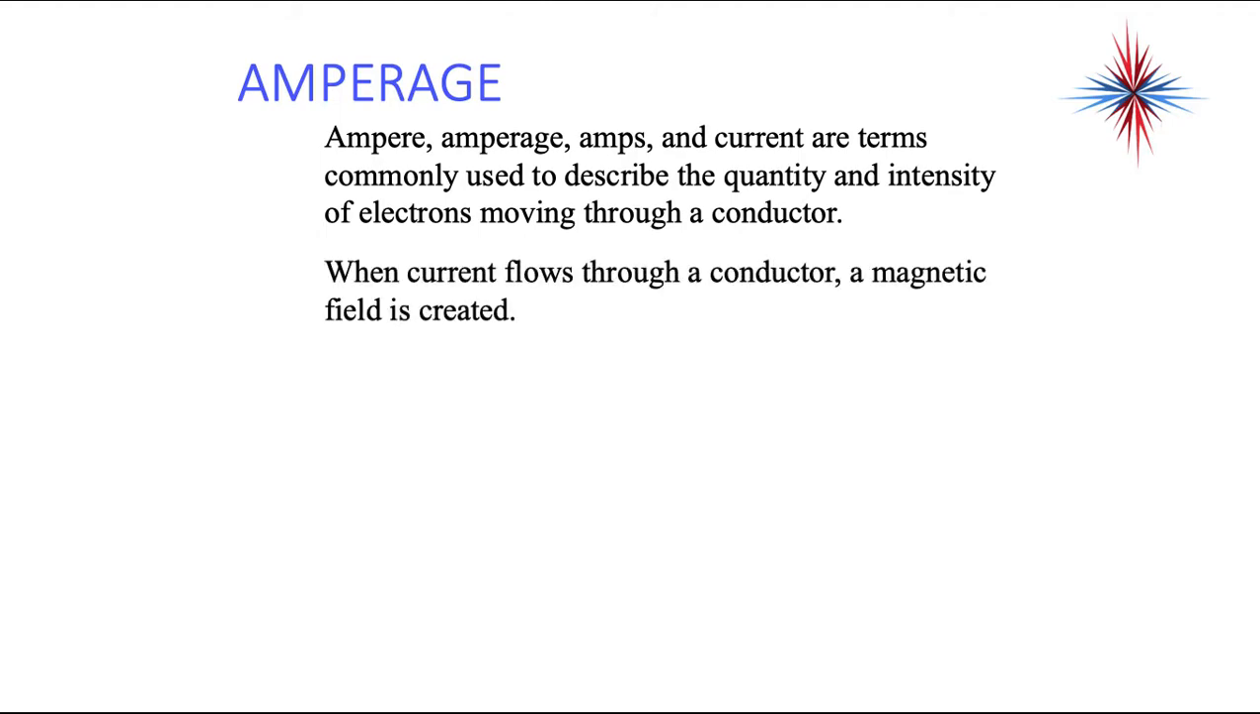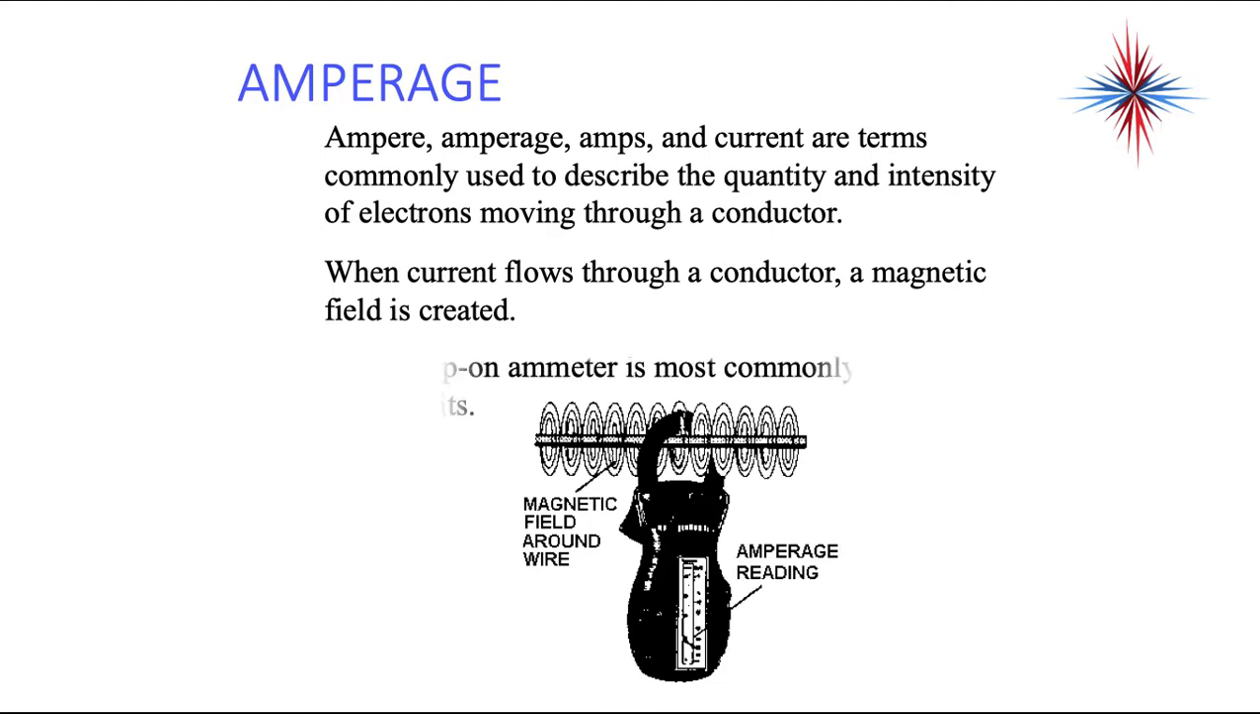Amperage, ampere, amps, and current are terms used to describe the quantity and intensity of electrons moving through a conductor. When current flows through a conductor, a magnetic field is created. The clamp-on ammeter is most commonly used on AC circuits.